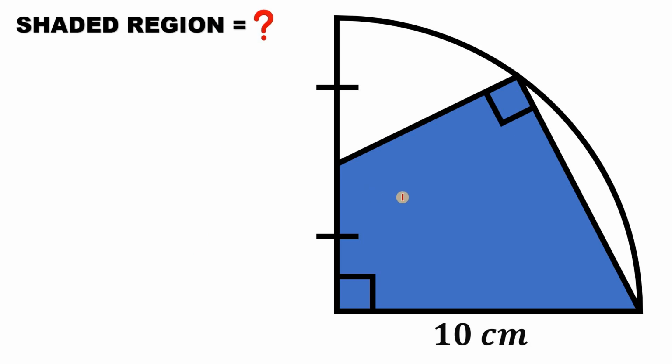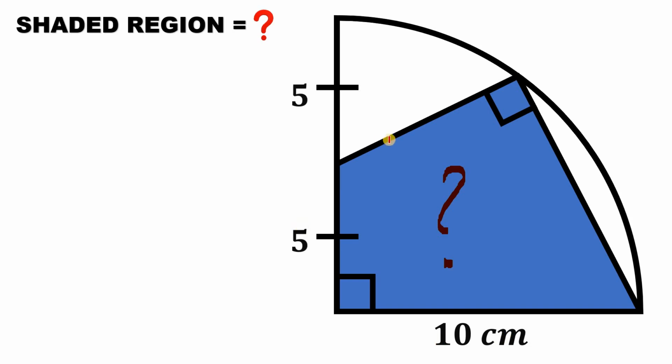Alright, so given this figure, the goal is to find the area of this shaded region. Now, to solve this, we're going to use the given information. First, this segment divides this radius into equal parts. So we know the length of the radius is 10 centimeters, so this is 5 centimeters.